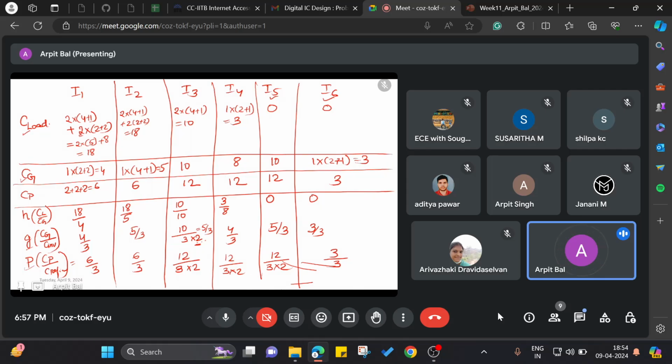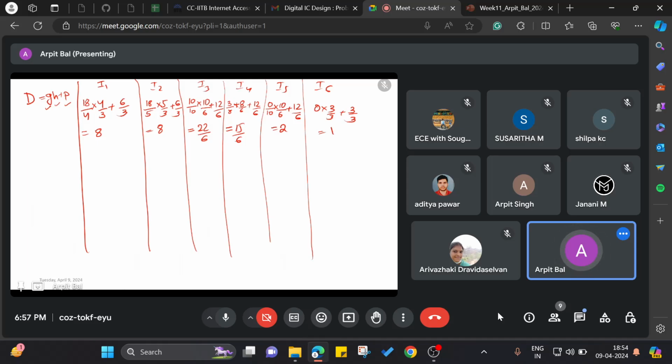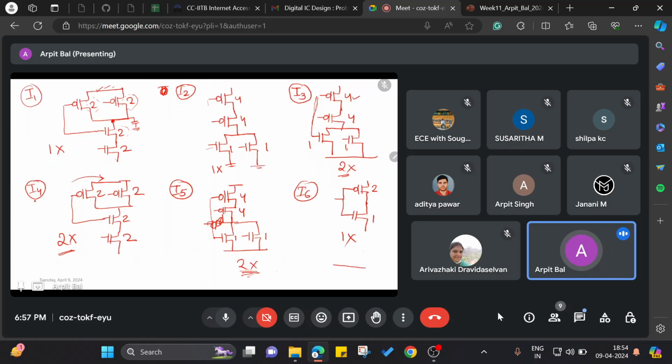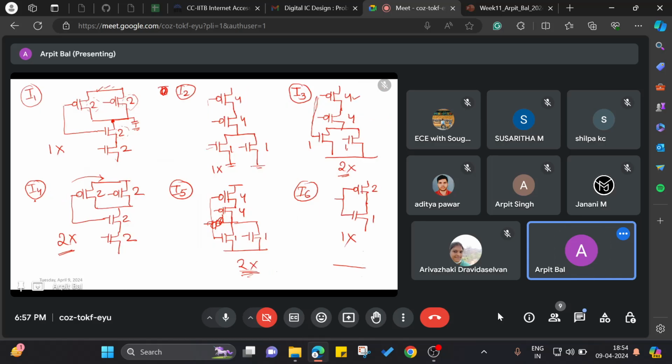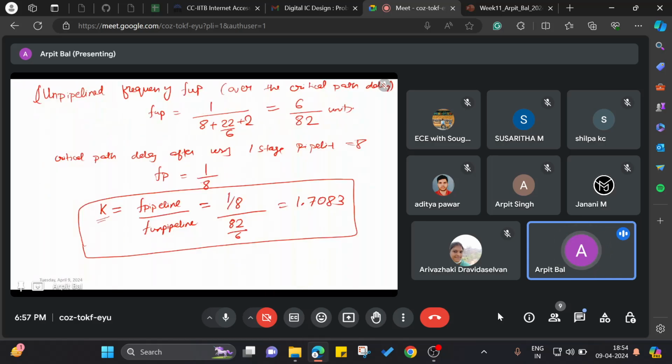Having G, H and P available, we figure out the D for each of the gates. After that, I write it down in the schematic itself for convenience. From the schematic we figure out that the critical path is I1, I3, I5, and the delay associated with the critical path is 8 plus 22 by 6 plus 2. Using that I figure out my unpipelined frequency, F_UP, which comes out to be 6 by 82 units.